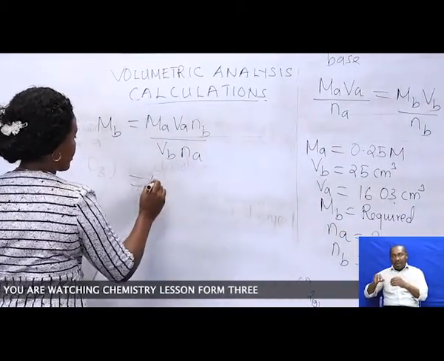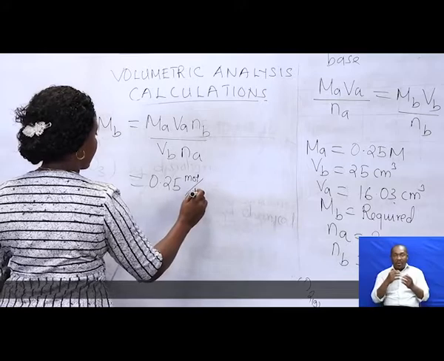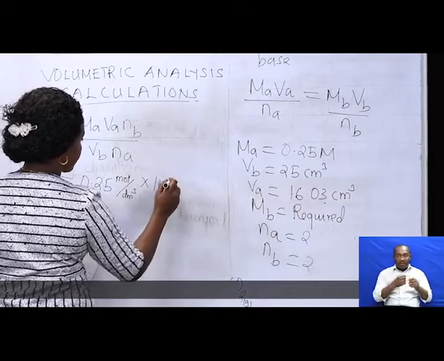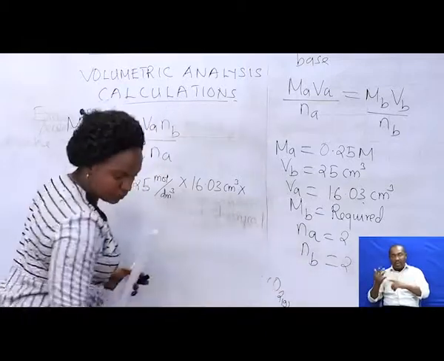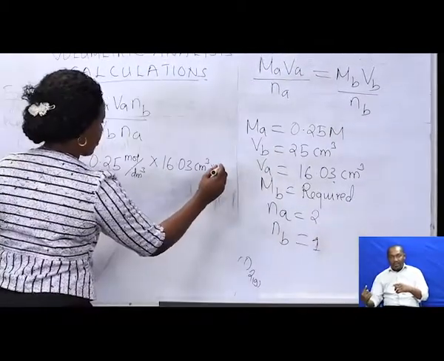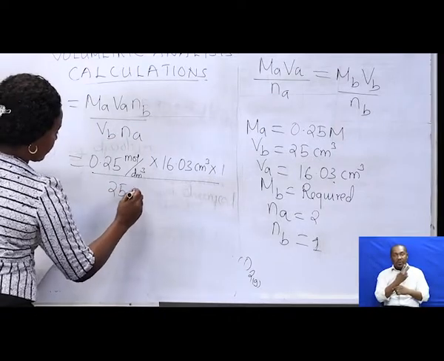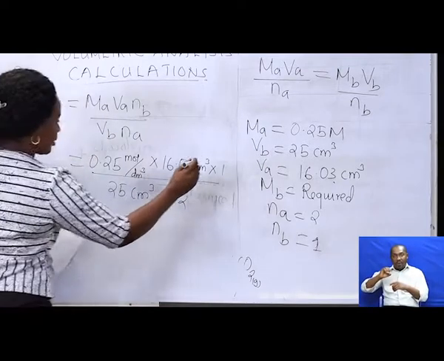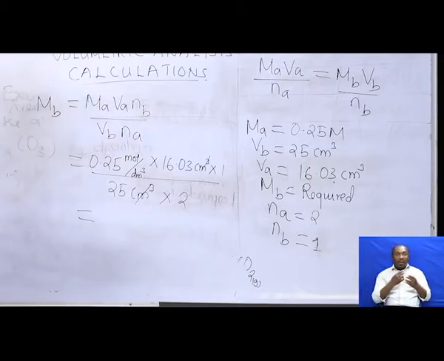What are these? This is 0.25 moles per cubic decimeter times volume of acid, it is 16.03 cubic centimeter times the number of moles of base, it is 1. So times 1. Divide by volume of base, those 25 cubic centimeter times the number of moles of acid, it is 2. So this and this will cancel out, and the unit will be moles per cubic decimeter.